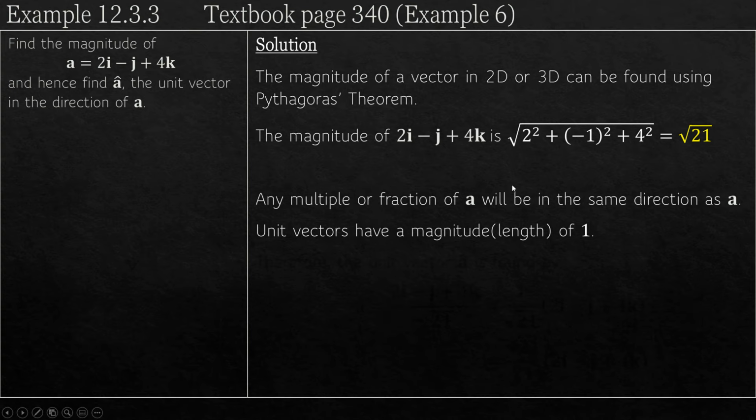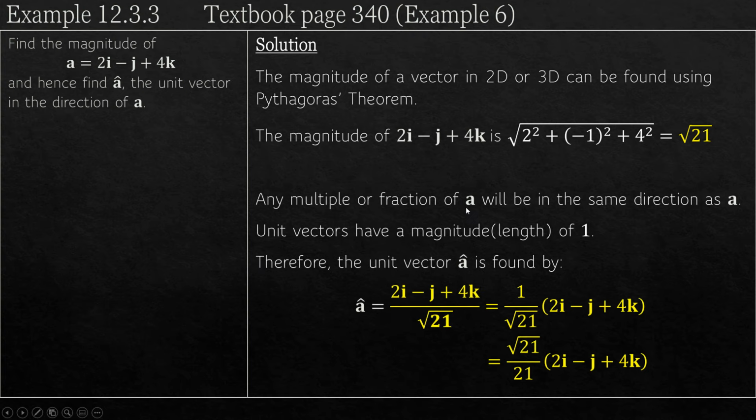So let's choose a fraction of the original vector. Let's divide it by its own length, and that will make it have a length of 1, which is therefore a unit vector. And the fact it is a fraction, or you could call it a multiple of a, means it's still in the same direction as a.